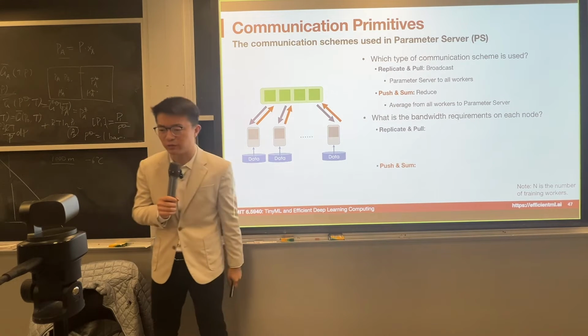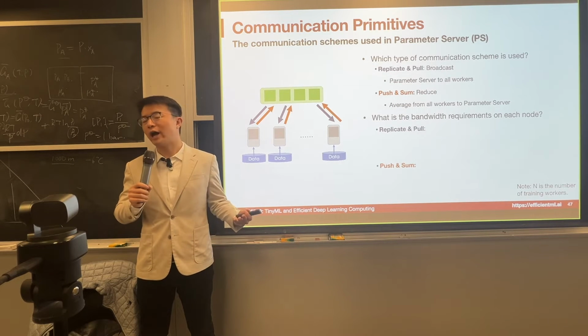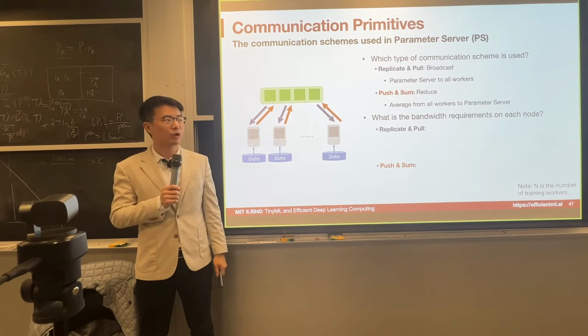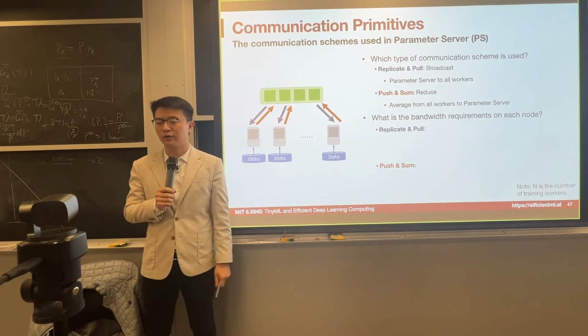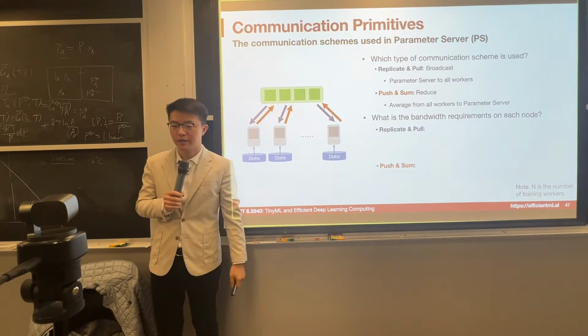And what is the bandwidth requirement for each node? There are 2 types of node. One is the parameter server, which is the centralized parameter server. The other are the worker nodes. So we can talk about the worker node and also the parameter server node separately.